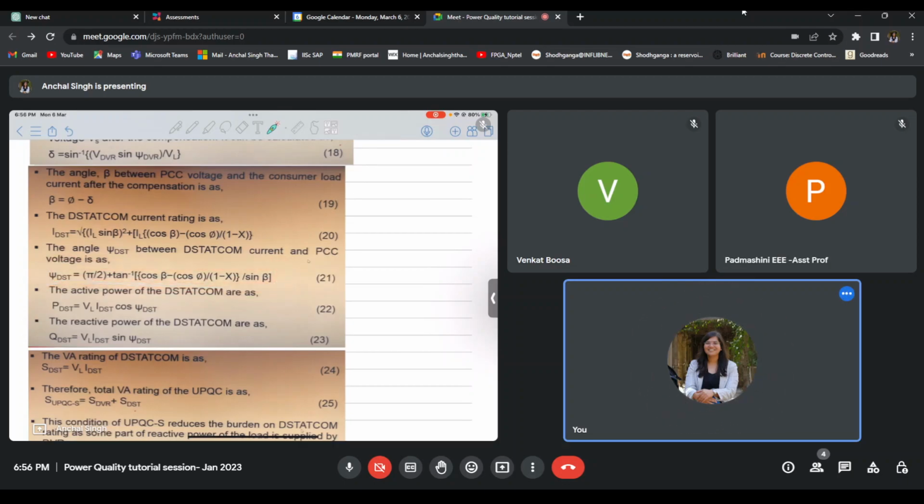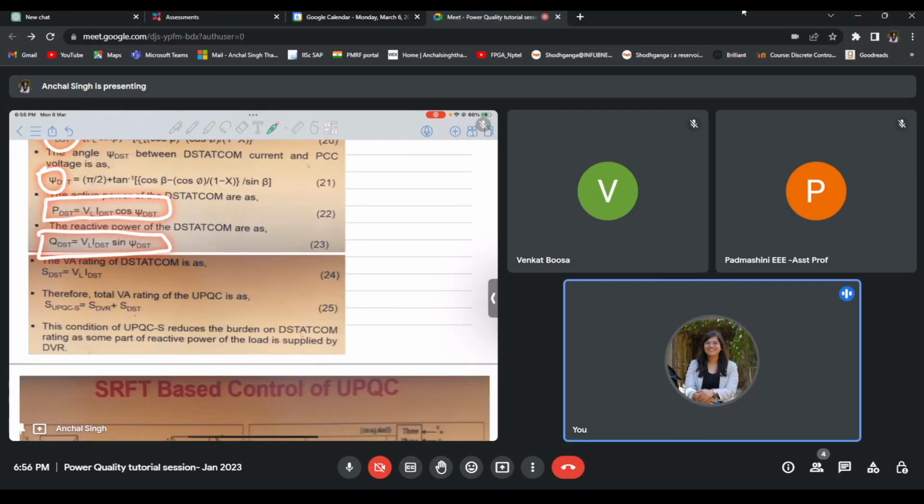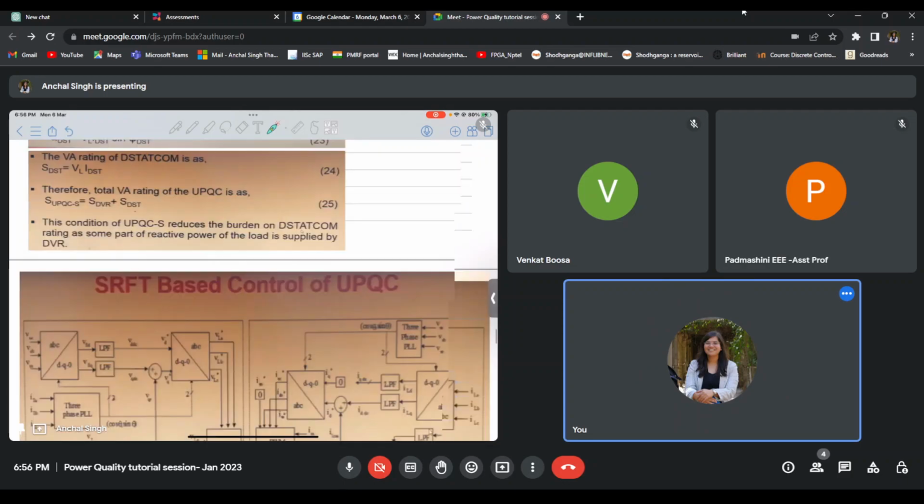Based on this value of psi and IDST, we can calculate the active component and the reactive component of the D-STATCOM. Now, the overall apparent power of the D-STATCOM is just load voltage into current. And similarly, the voltage rating of the UPQC can be given as apparent power of the DVR plus apparent power of the D-STATCOM.